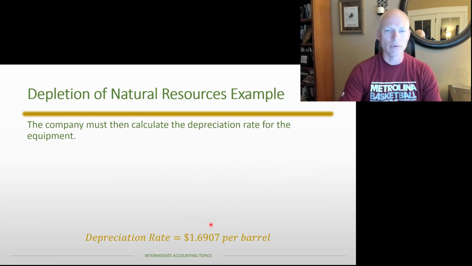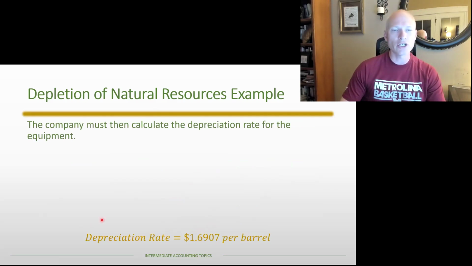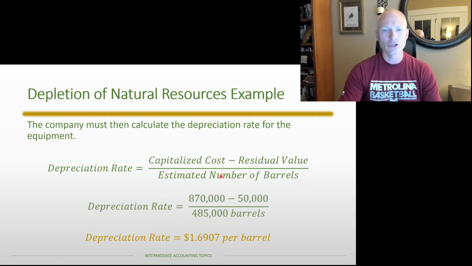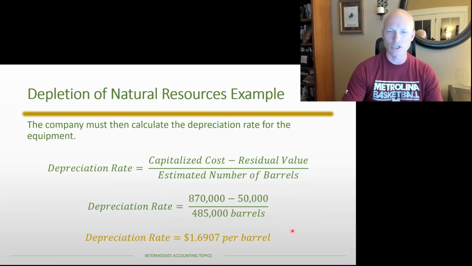Bad animation, sorry about this. But with the depreciation rate, we're going to figure out how we get to that number. Again, you follow that same approach. Instead of years, you're going to use number of barrels to depreciate by activity. And so the depreciation rate, again, is the capitalized cost minus the residual value, which in this case is 50,000, divided by the estimated number of barrels, which gives us $1.69 and some change per barrel. Again, I'm hoping these calculations aren't too difficult.